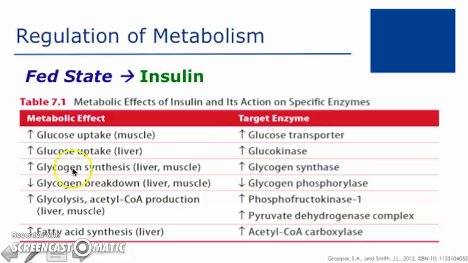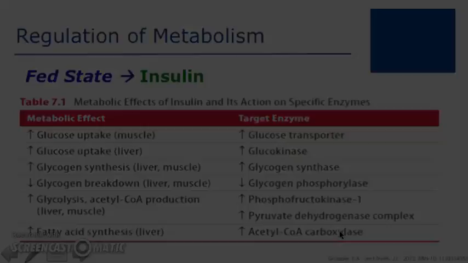It promotes glycogenesis in the liver and the muscle, of course, increasing glycogen synthase activity. It decreases glycogenolysis, therefore deactivating phosphorylase. It promotes glycolysis and also increases fatty acid synthesis by increasing activity of acetyl-CoA carboxylase.